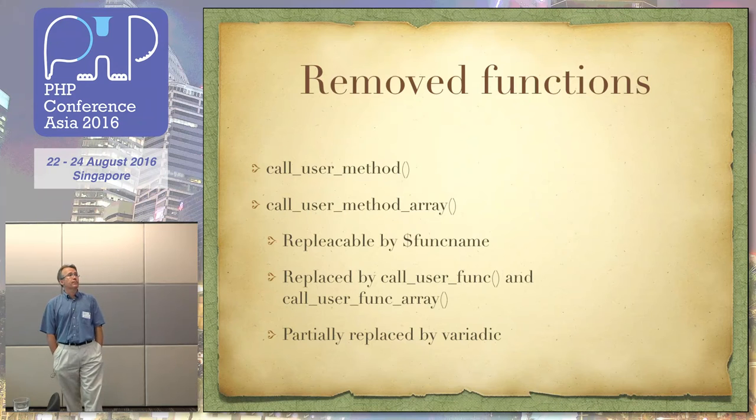What has been gone? Here, call_user_method and call_user_method_array. Who's using that? That's PHP 4 code. Okay, at least it has been renamed recently to call_user_func. Why did they decide to make it really short? I don't know, but it used to be function and method, and now it's func, but the two of them have just been renamed. You can also directly use them by putting the name of the function you want to call into a variable and call it with the parentheses after. Okay? So it's an easy one.